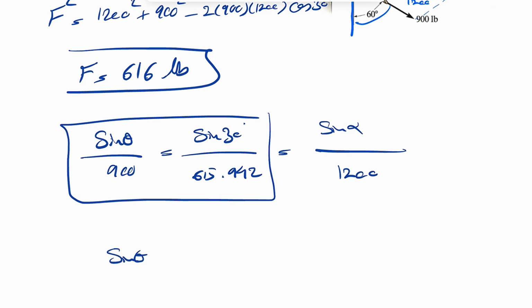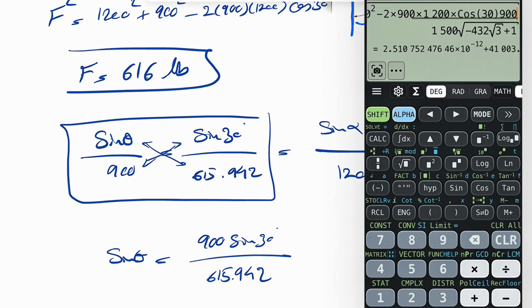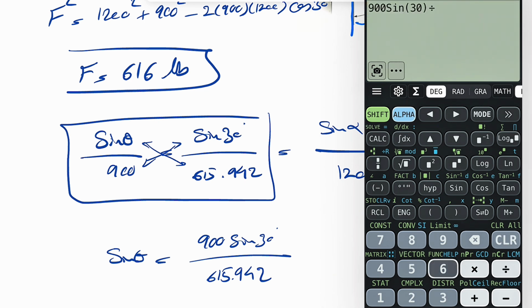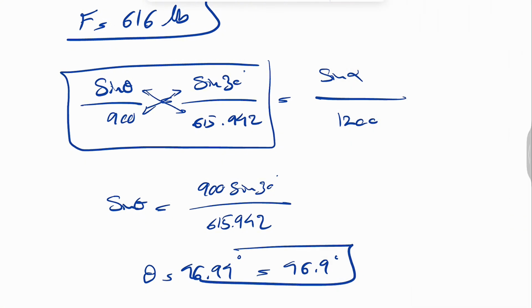So sine of theta, if we just cross multiply this, is going to be 900 sine of 30, which is 0.5, over 615.942. So let's see what we get. 900 sine of 30 divided by 615.942. And what we're interested in is the sine inverse of that value. So sine inverse of the answer, our theta would be 46.94 degrees, or we can just do 3 significant figures again, 46.9 degrees. And that's going to be the final answer.